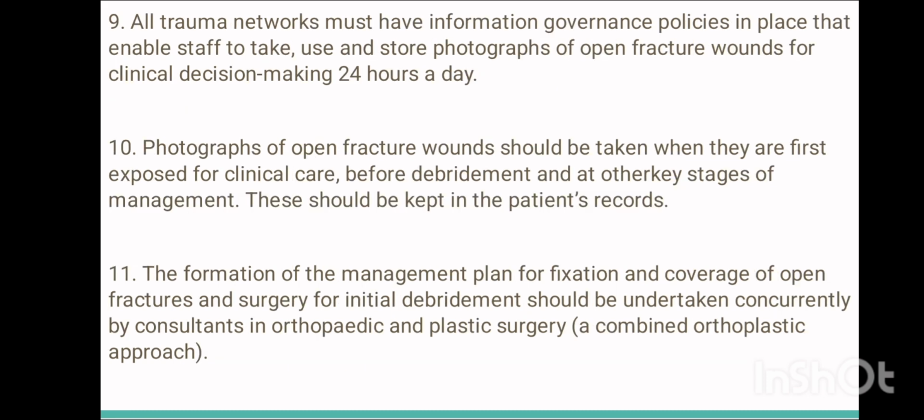9. All trauma networks must have information governance policies in place that enable staff to take, use, and store photographs of open fracture wounds for clinical decision making 24 hours a day. 10. Photographs of open fracture wounds should be taken when they are first exposed for clinical care, before debridement, and at other key stages of the management. This should be kept in the patient's records.